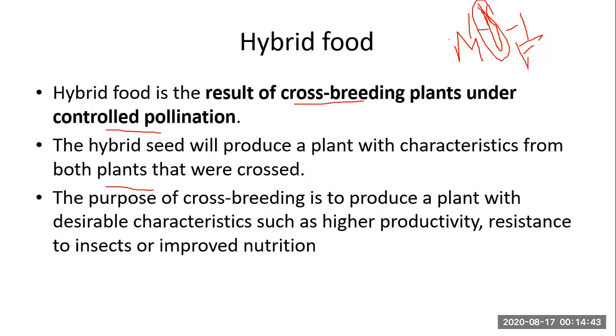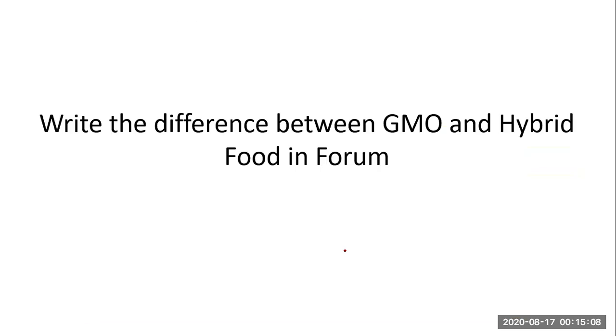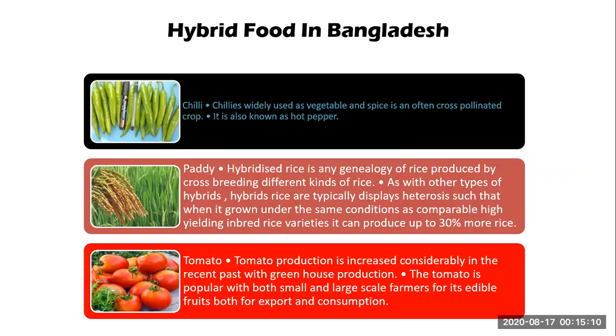And the purpose of crossbreeding is to produce a plant with desirable characteristics such as high productivity, resistance to insects, or improved nutrition. And there are some characteristics of that. These plants have high resistance and high yielding capacity. With that, productivity will be high and shelf life will be increased. Examples are brinjal, tomatoes, chili, paddies, different kinds of things.